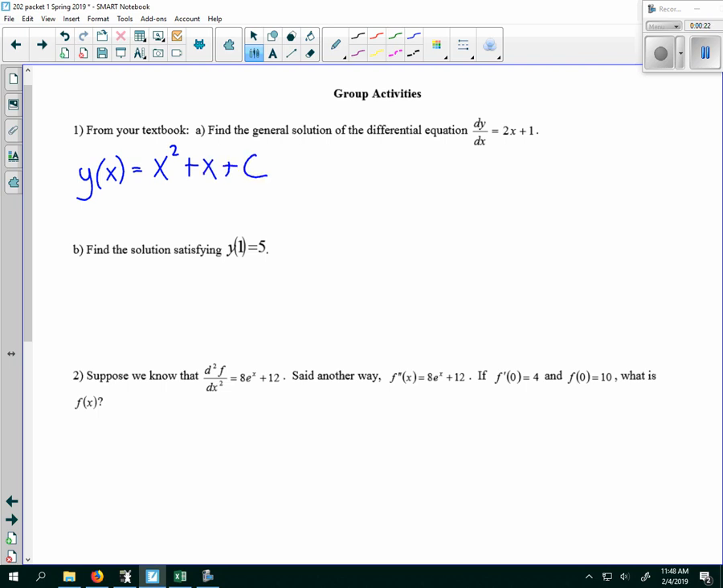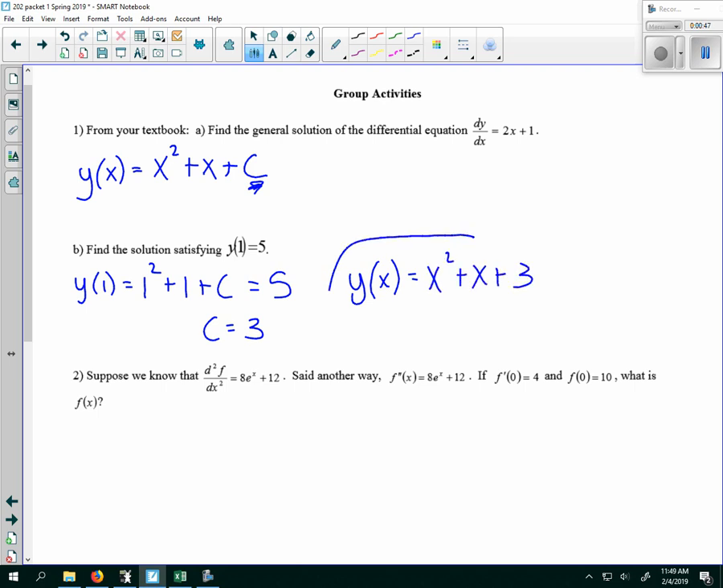Find the solution satisfying y of 1 equals 5. So y of 1 would be 1 squared plus 1 plus c. That equals 5. And then solve for the c and you get 3. That's not the answer to this problem. The answer is a function where I replace the constant with a 3: x squared plus x plus 3.